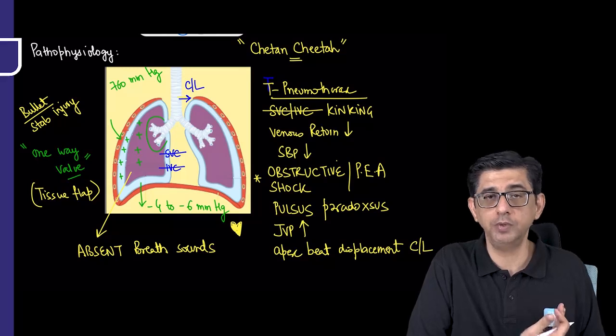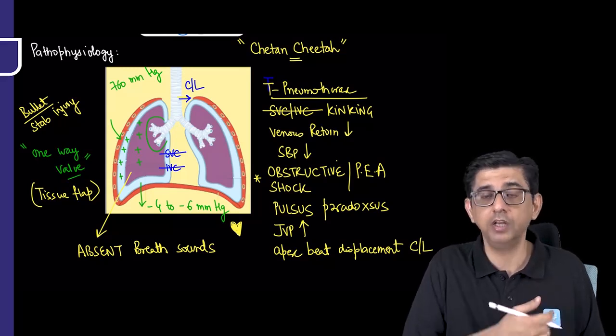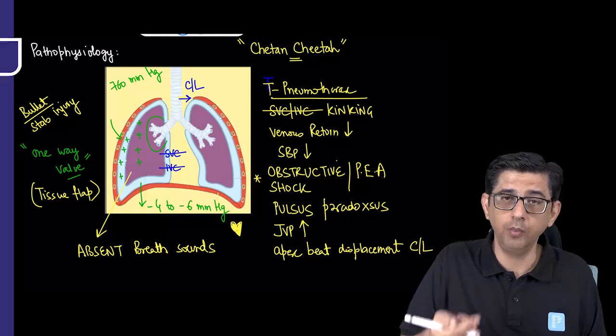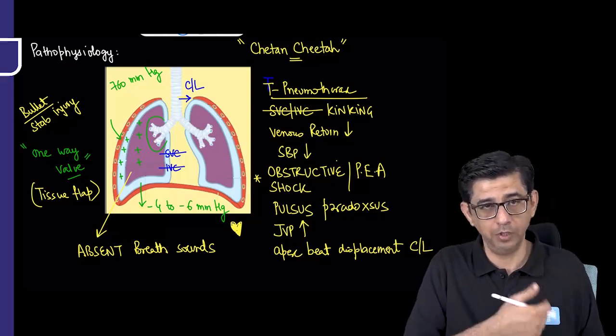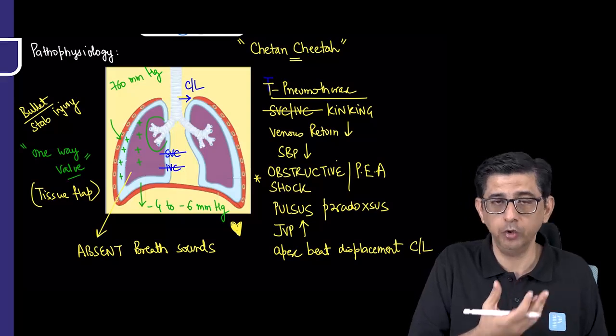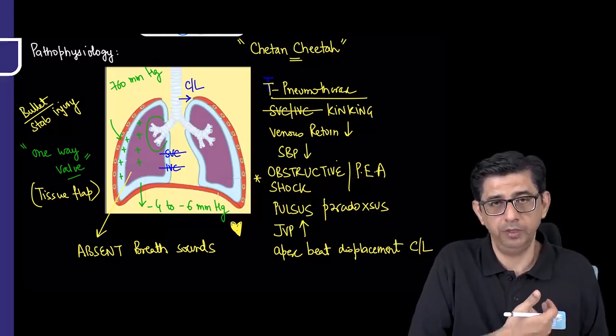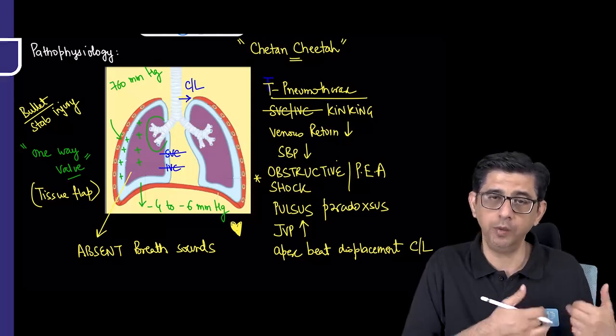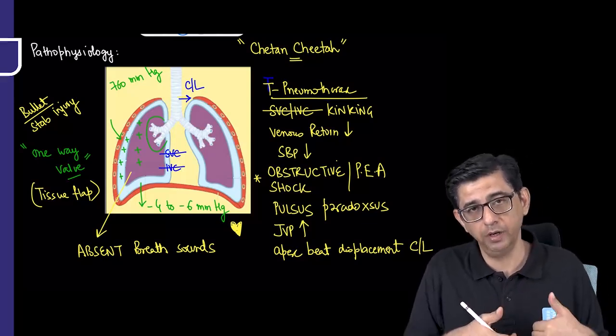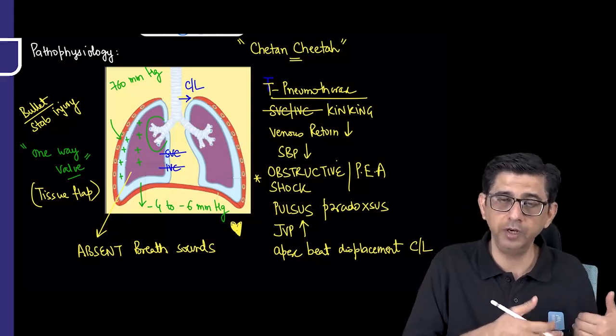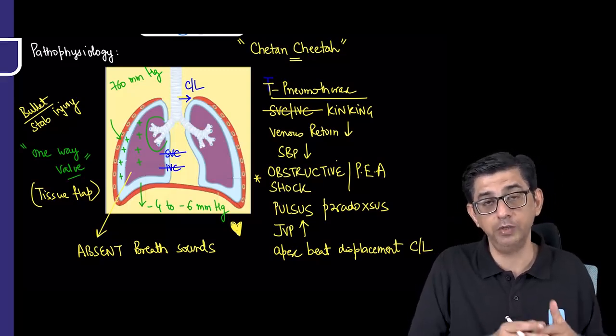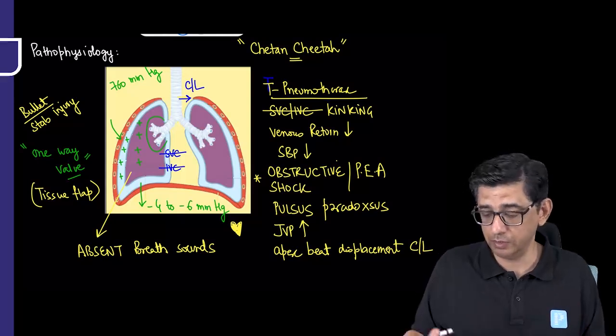So he will write apex beat at the midclavicular line, and he will ask which of the following is wrong about this condition. In a normal person, you are not going to have an apex beat in the midclavicular line. It would be medial. Right. So if you're saying that apex beat is in the midclavicular line, it means there's a displacement of the heart, which is a cause of concern.